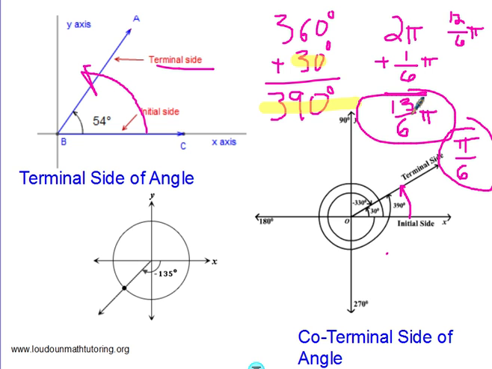Coterminal angles, because you end up creating the same angle from the initial side. In one case, you've gone all the way around your circle once already, and then you're ending up in this location. I hope this helps. You're going to hear about terminal sides and coterminal sides.